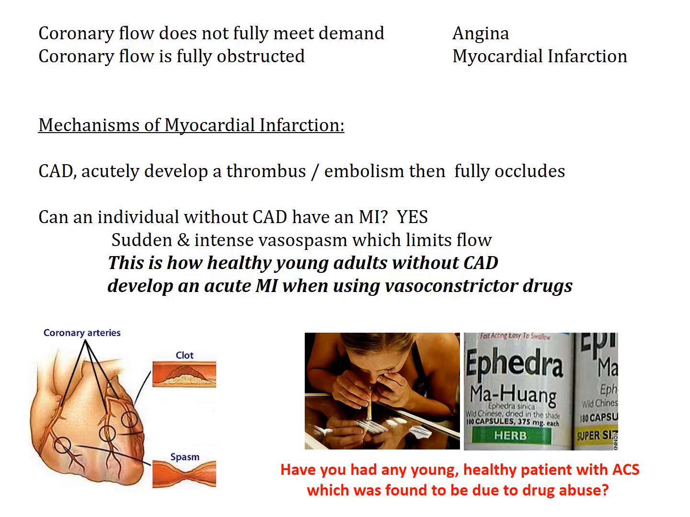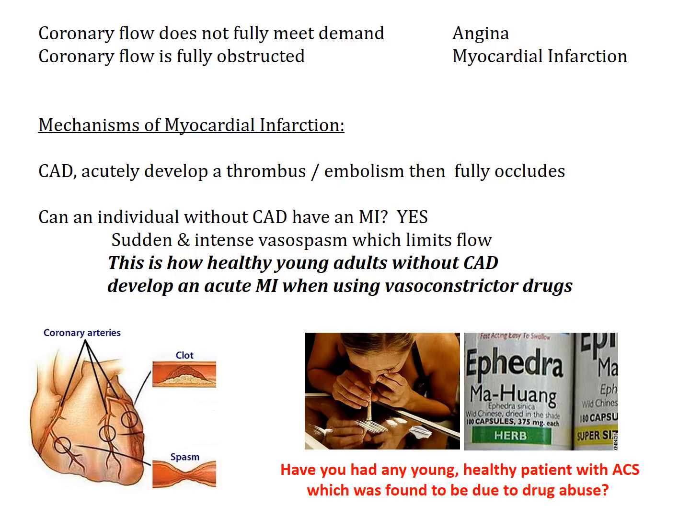All right, so an MI most commonly occurs due to plaque and then thrombus on top of the plaque. Remember, when O2 supply doesn't meet the demand, the individual has symptoms of angina. And we talked about the characteristic symptoms of angina. When coronary blood flow is fully obstructed due to thrombus on top of plaque, that's when a myocardial infarction, particularly the STEMI myocardial infarction, occurs.